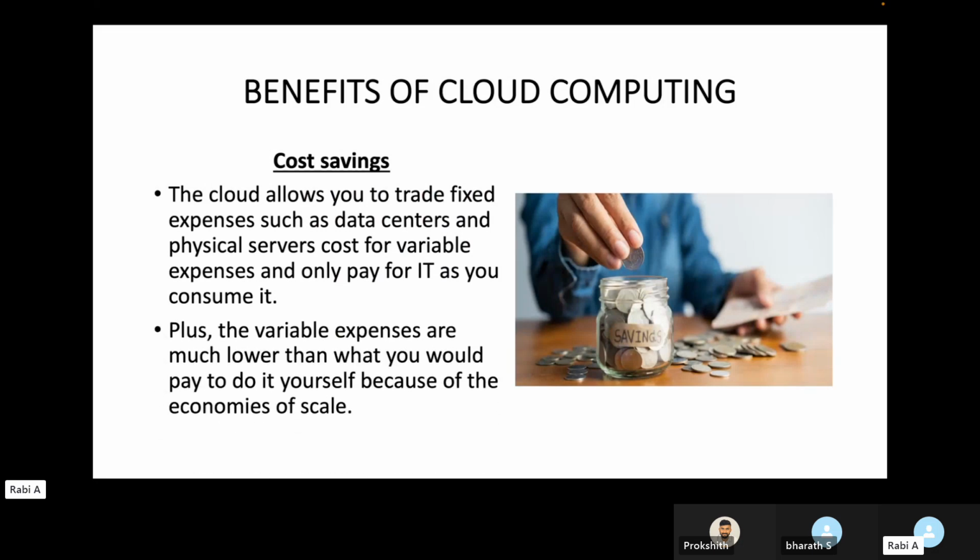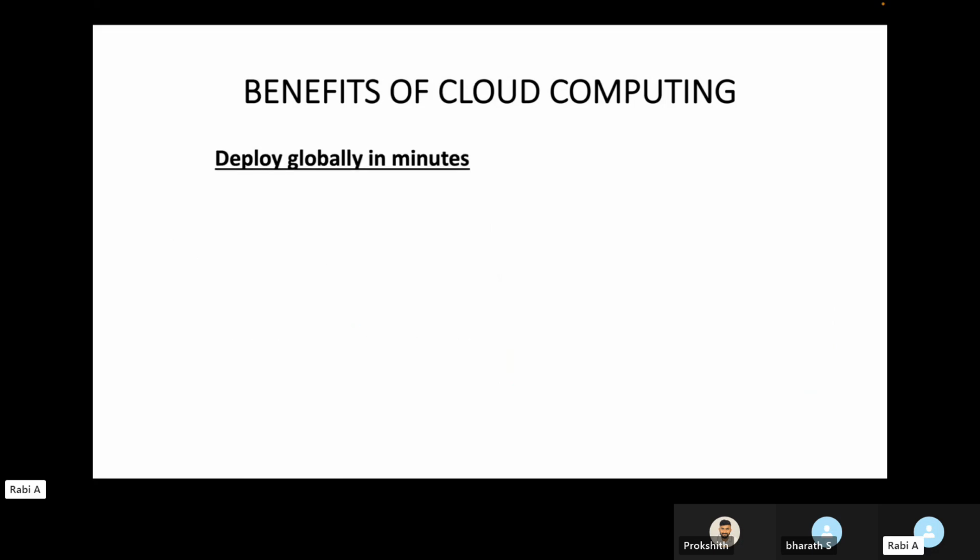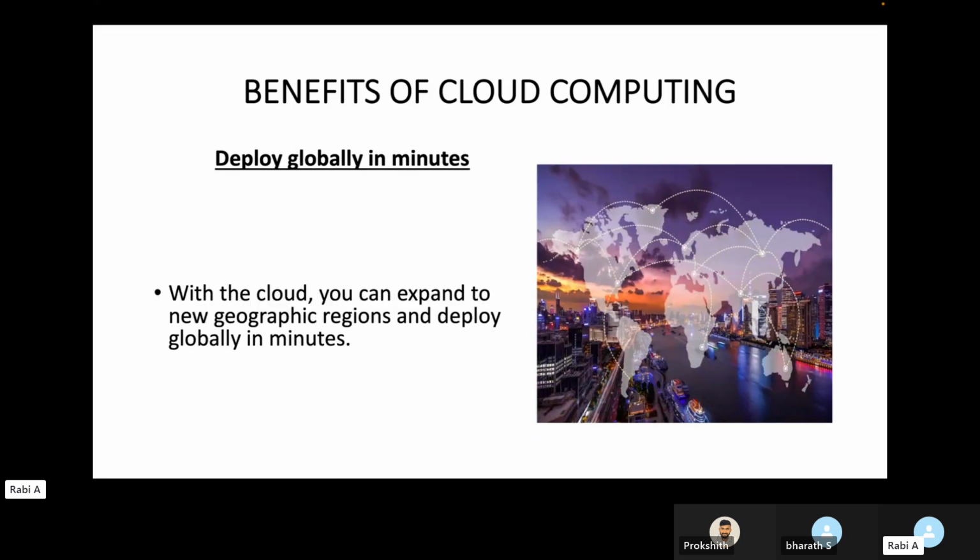So, plus the variable expenses are much lower than what you would pay to do it yourself because of the economies of scale. So, basically, with your cloud computing, you will end up saving money because you're only going to pay for the resources that you're going to use. So if you're not using something, you don't have to pay any money for that. The last benefit we have is deploy globally in minutes. Again, another very important advantage.